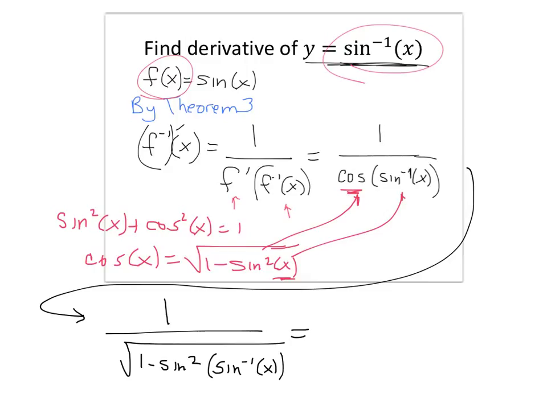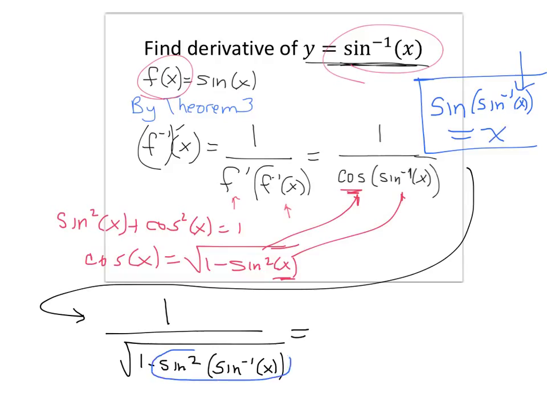And then, hopefully, you sort of remember, let's write it up here. If I have a function and I multiply it by its inverse, this equals just the value inside there, meaning x. So this piece right here, because it's squared, is just going to become x squared. So I'm going to end up with 1 minus x squared, all square root.